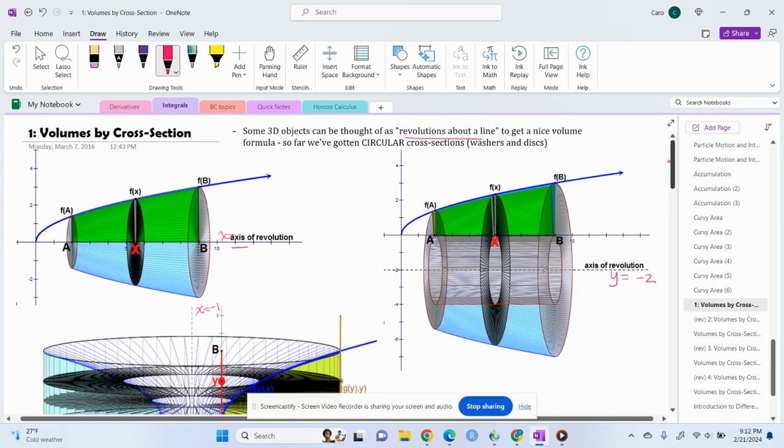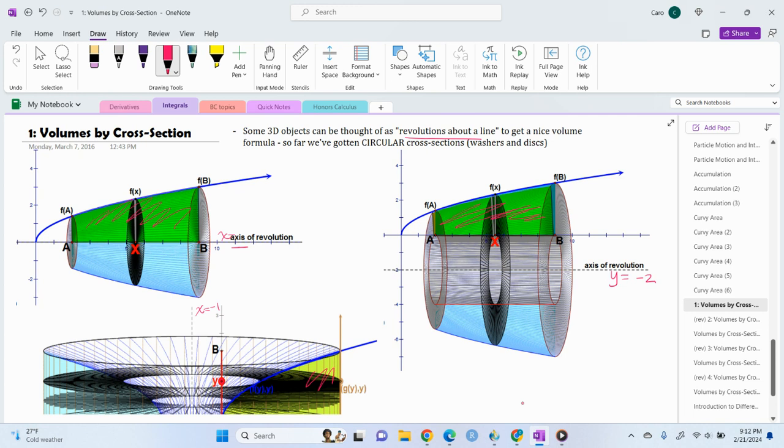Either way, whenever you take your shaded area, whatever that area may be, and rotate it, the volume you create, if you were to chop it up, you would end up with circular cross sections. So in this case, you could either have a disc, like a tortilla, or a washer, like a donut or a Cheerio. Down here's another example of a washer.